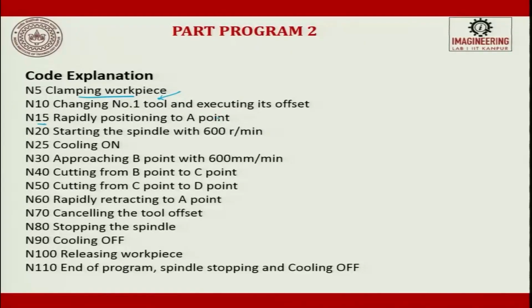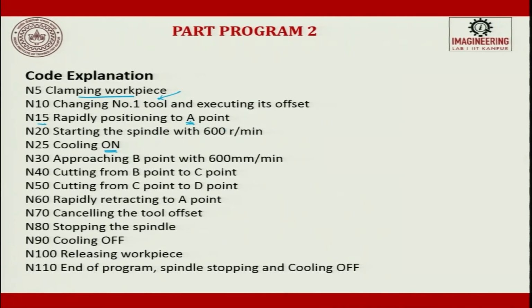Then you will start moving to position A, from somewhere you will start moving to position A at a very rapid speed. Then you start the spindle at 600 RPM. So, before machining you will first start rotating the job and only then start machining. When you start rotating the job you will switch on the coolant.